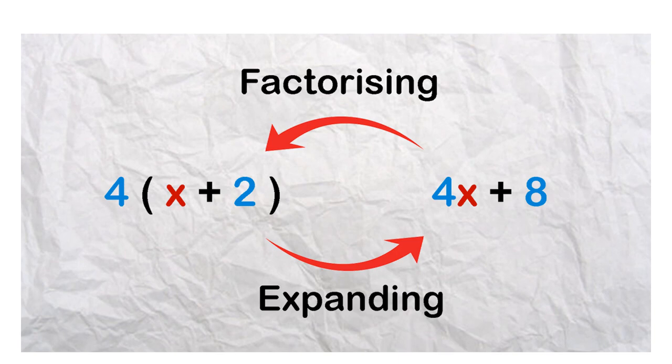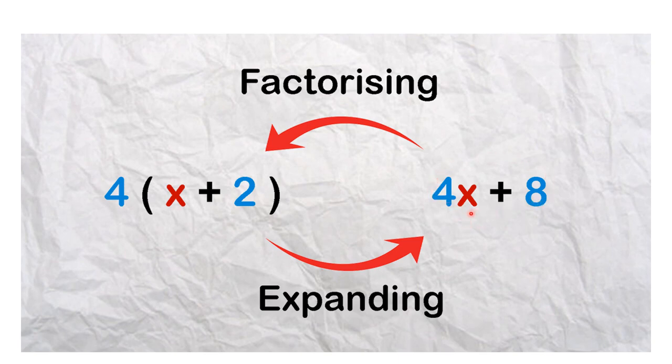How do we factorize? I did say that factorization is a reverse of expansion. In fact, expansion is a reverse of factorization. That is why 4 times x is 4x, 4 times 2 is 8. That's when you are expanding. But when you are factorizing, you will see what is a common factor.